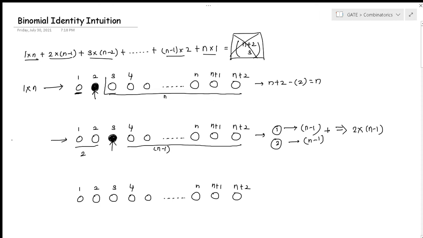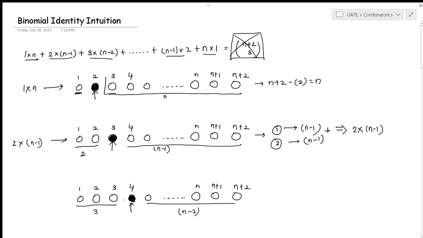On the left hand side I am having 2 choices. Corresponding to each of the choice, I will be having n minus 1 choices on my right hand side. Okay, so let's go a little bit further. Suppose I am taking 4 as my middle element, right? So how many choices do I have on my left? I am having 3 choices. How many choices am I having on my right? I will be having n minus 2 choices, correct?